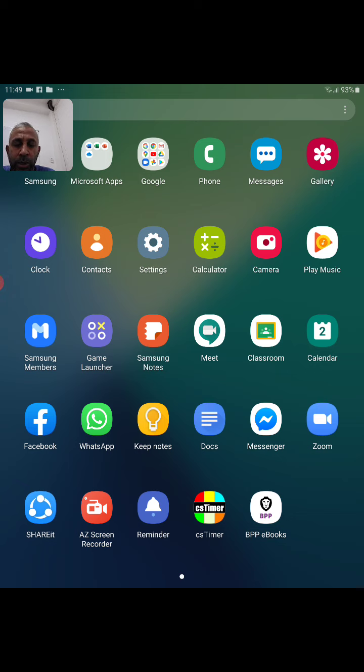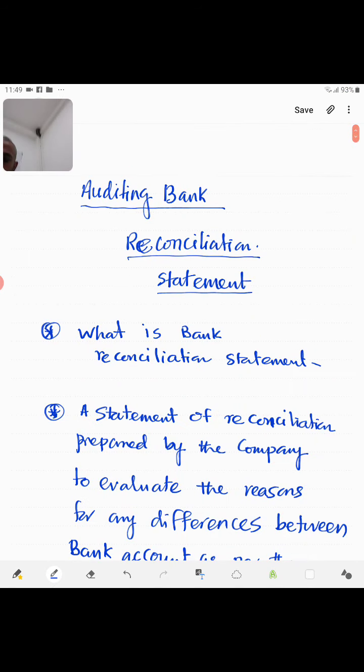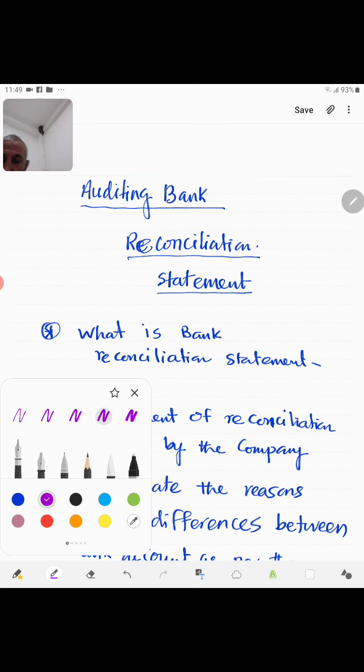Today I'm planning to take an auditing subject. It's all about a bank reconciliation statement, and how to audit a bank reconciliation statement. That's what I'm planning to take today. Anyhow, first of all, we try to understand what a bank reconciliation statement is.